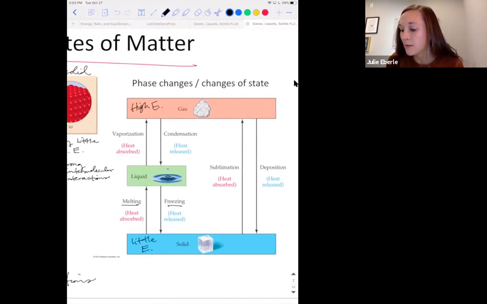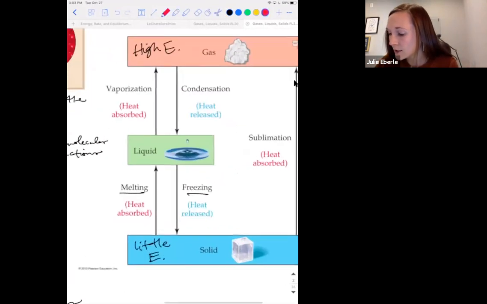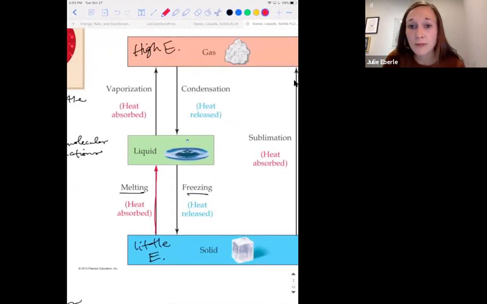okay, then it makes sense as you go from a solid towards a gas, and I'm going to trace over these arrows because that corresponds to the red, it makes sense that you're absorbing heat. You're increasing in energy, okay? To melt ice, you have to absorb heat. To vaporize or boil a liquid, you have to take in heat, okay?